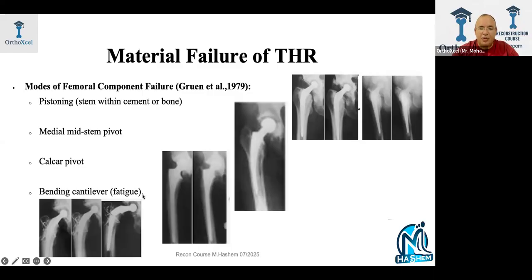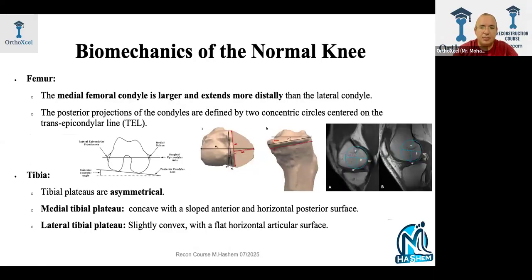The last and the most common way of failure is the stem is well fixed distally and moving proximally. Firstly, it will be causing a lot of osteolysis and a lot of proximal weakness and proximal bone loss, and ending by, after a lot of fatigue, after a lot of repeated cycles, it will fail, material failure, and the stem will be broken.